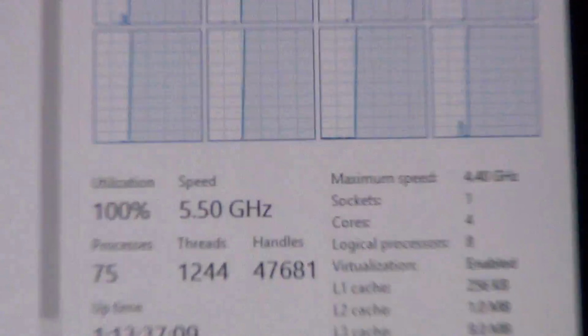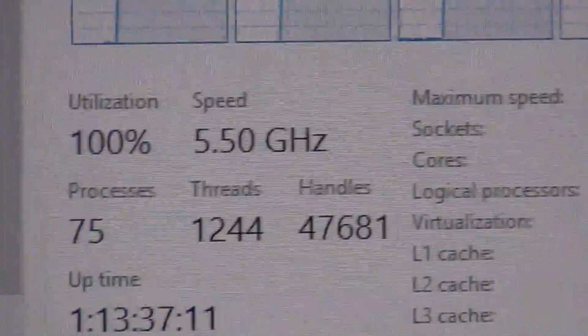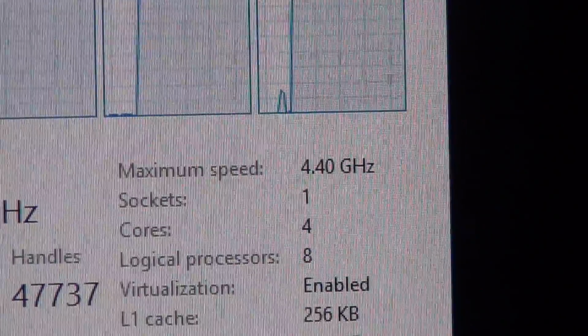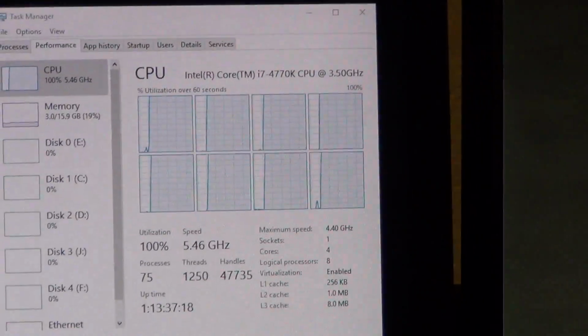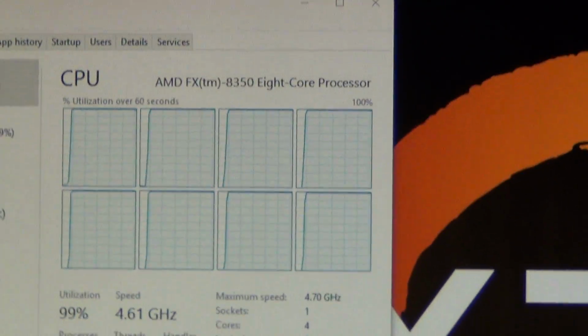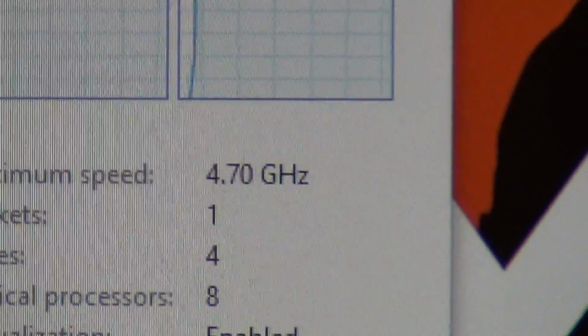So there's 4.4 gigahertz. I don't know why Windows 10 reports the speed on both of my processors all wrong. But that right there is the speed. It's 4.4. If you were to look at CPU-Z while doing this, it would be 4.4. And then same thing with this one, it would be 4.7, because 4.7 is the maximum speed.